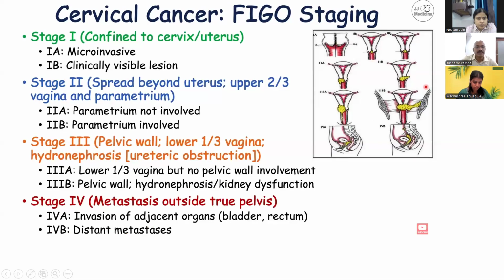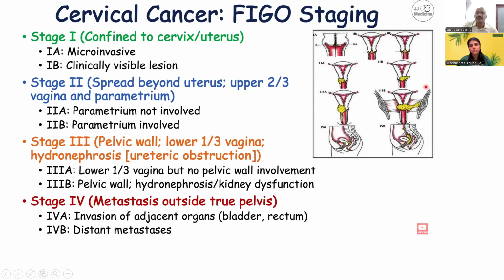The urinary bladder is present in front, and the rectum is present behind, posterior to it. So in case of advanced cervical carcinoma, there can be obstruction to the urinary bladder leading to urinary obstruction, or there can be obstruction to the bowel leading to constipation.